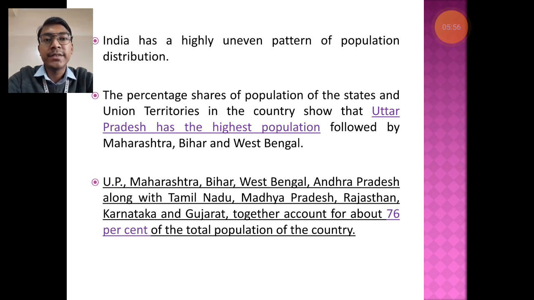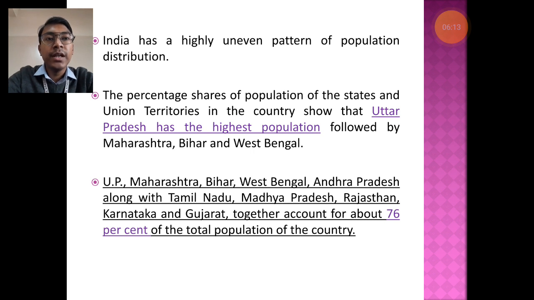So we will now discuss which particular regions or states record the maximum population, which states record a smaller population, and why this variation happens.